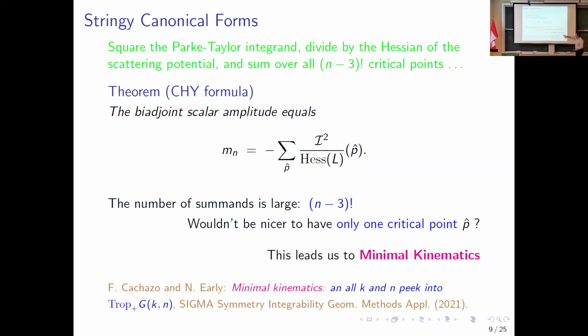So this is a reference to this paper by Cachazo. He's in Waterloo at the Perimeter Institute, a quite distinguished physicist down the road. And this is the basic reference on minimal kinematics.